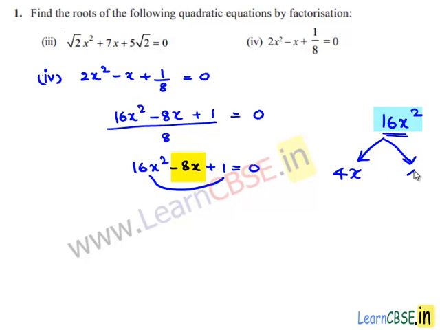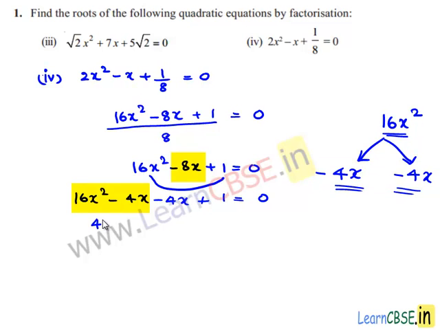4x and 4x. The product will be 16x square, and if I put a minus sign here, their sum, minus 4x and minus 4x, will be minus 8x. So minus 4x and minus 4x will satisfy both the conditions. 16x square minus 4x minus 4x plus 1 is equal to 0.